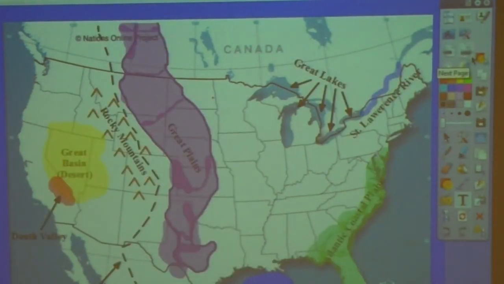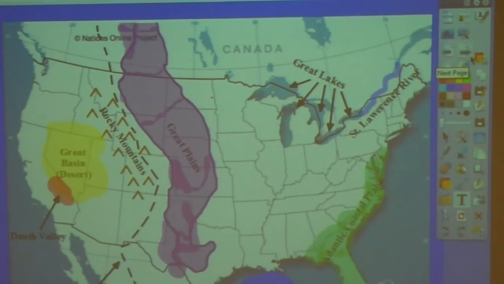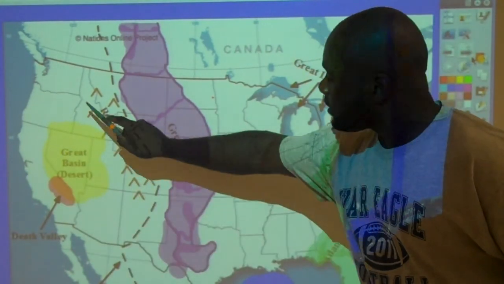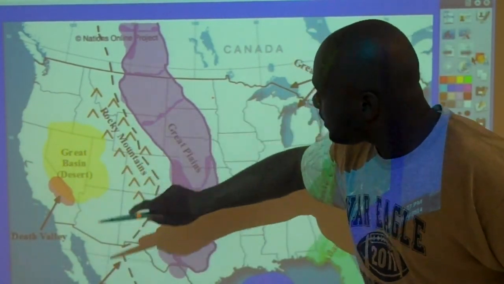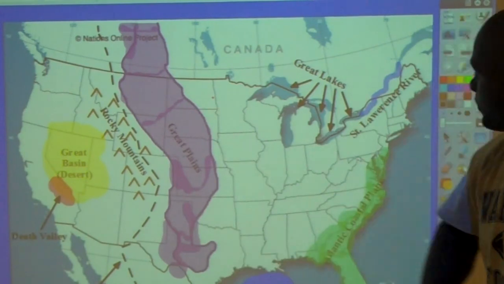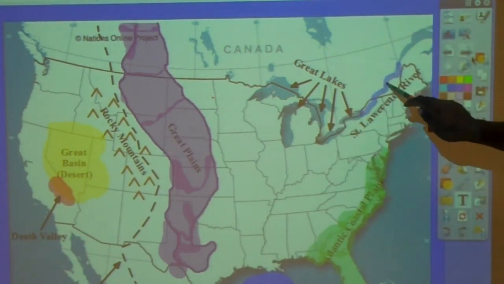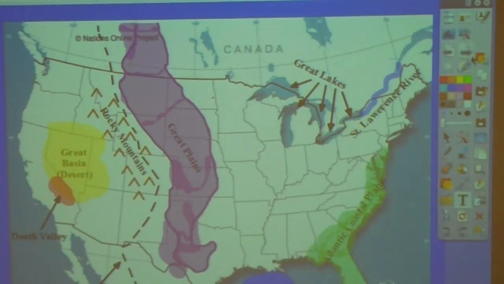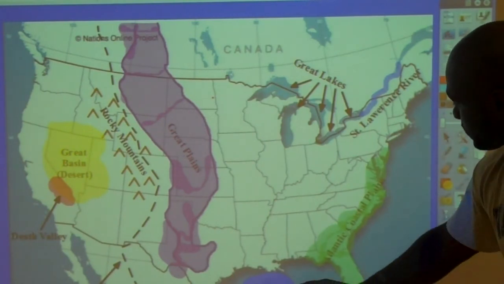Here's all 8 physical features. Take a few minutes and look where all 8 physical features are, because you're going to have to locate all 8 physical features in class. Look at Death Valley, where it is. The Great Basin, the Continental Divide, the Great Plains area, the Great Lakes, the St. Lawrence River, and the Atlantic Coastal Plains, and also the Gulf of Mexico.